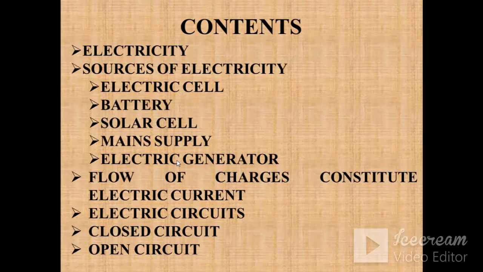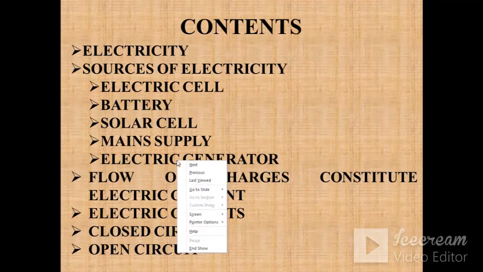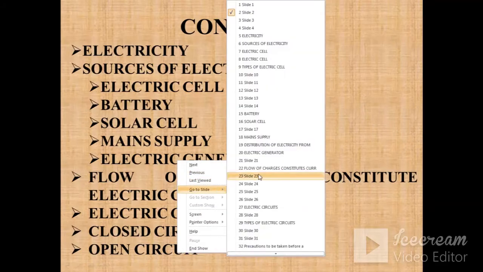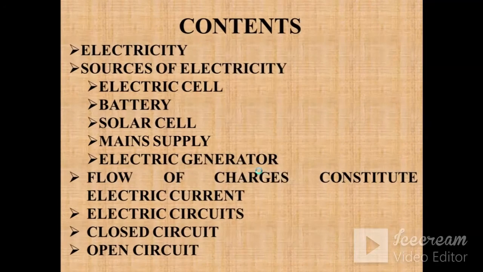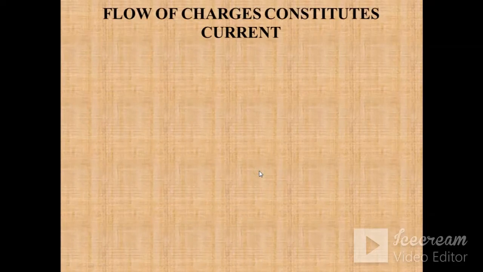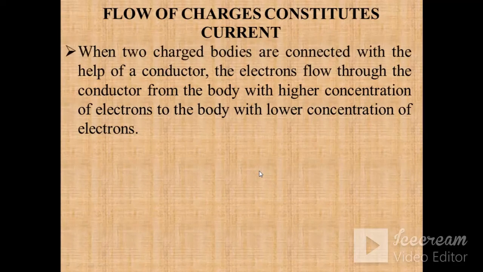Now in today's video we are going to discuss how the flow of charges constitutes the electric current. So let's start our discussion. Now, when two charged bodies are connected with the help of a conductor, the electrons flow through the conductor from the body with higher concentration of electrons to the body with lower concentration of electrons.